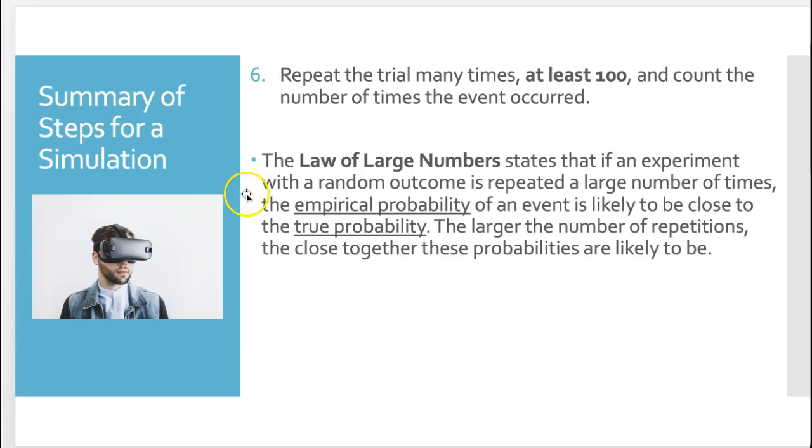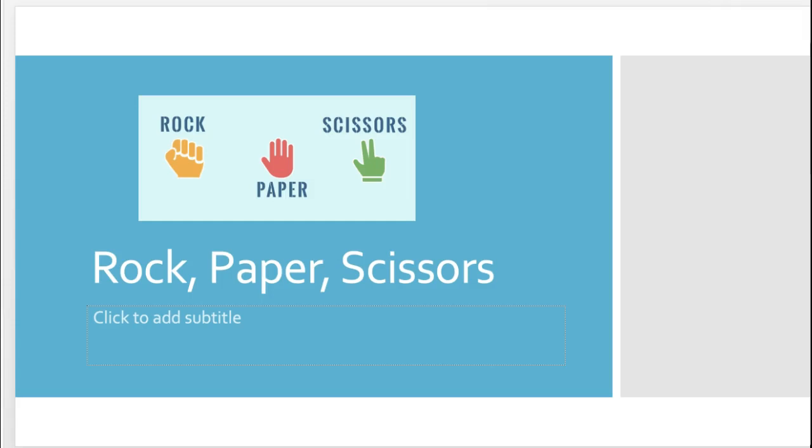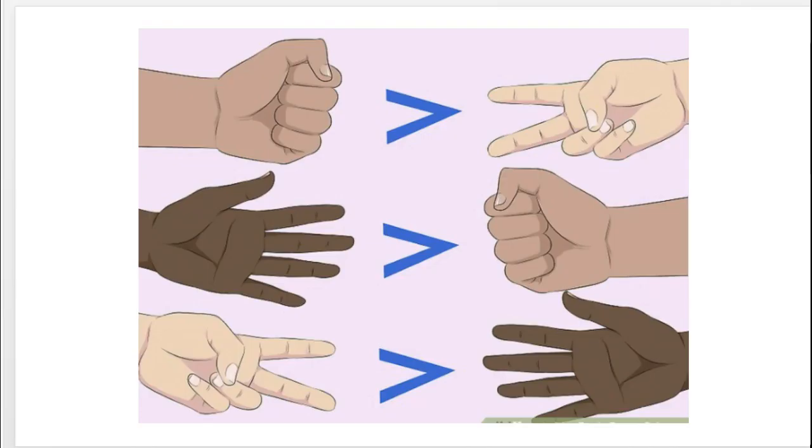Okay, so let's see another example. Last time we did kissing the right way. This time we'll do rock paper scissors. In this example we won't be able to flip a coin, and you'll see why. The rock paper scissors game works like this.